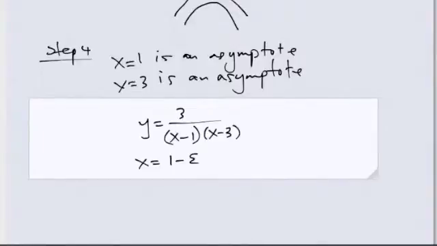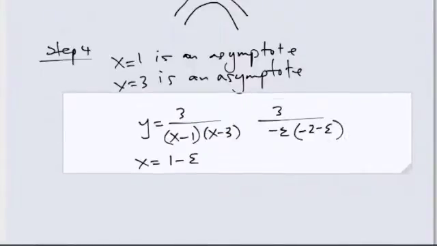So when x is 1 minus epsilon, if we substitute for x in here, we'll get 3 over minus epsilon times 1 minus epsilon minus 3, which would give us minus 2 minus epsilon. So here in the numerator we have 3, in the denominator we have a very small number because we are multiplying epsilon by some number. Epsilon is a small number.